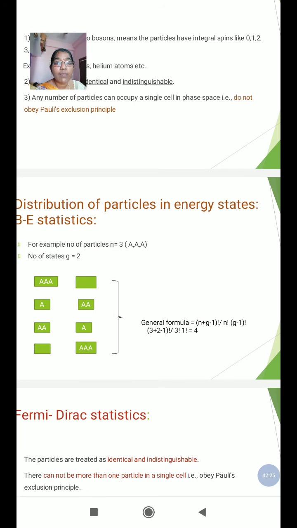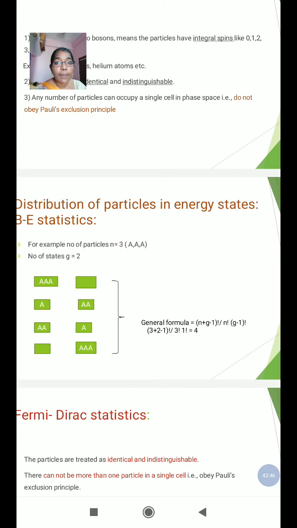Here we have 3 particles and 2 states, so (3 + 2 − 1)! by 3! into 1!. Totally how many ways do we get? 4 ways are there. But if you take 5 particles and 3 states, can you tell how many ways are there?